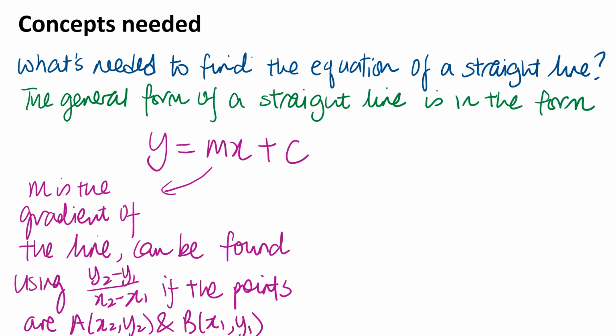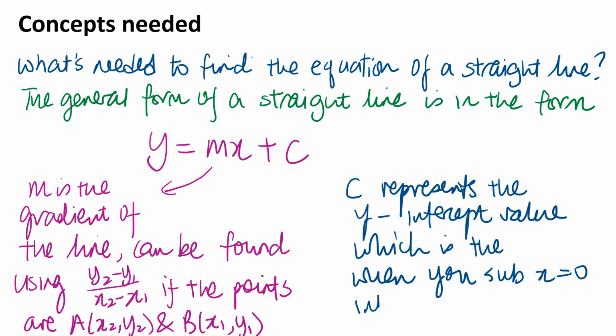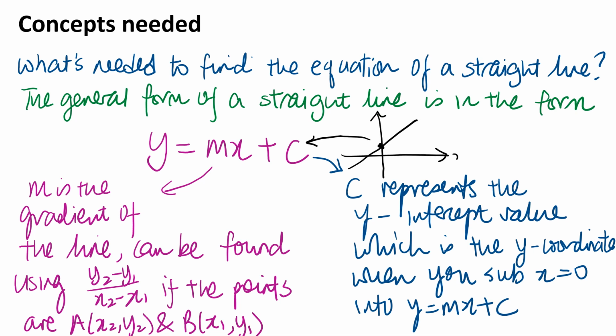Then what does the letter C represent? The letter C represents the y-intercept value. And how do you find the y-intercept value? It is the y-coordinate's value when you substitute x equals to 0 into your y equals to mx plus c. So if you represent it using your Cartesian plane, C is just the value that lies on the y-axis as indicated on the screen. And this particular point will be 0, C.